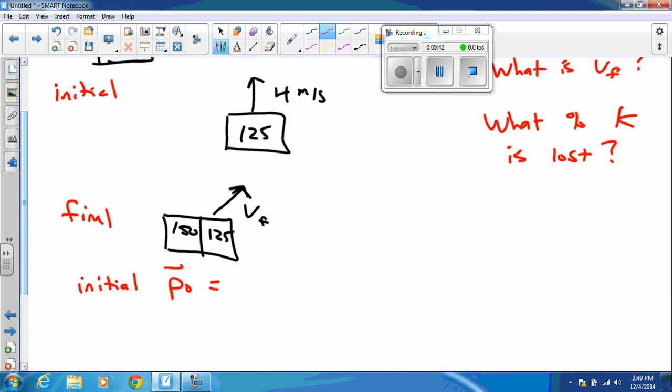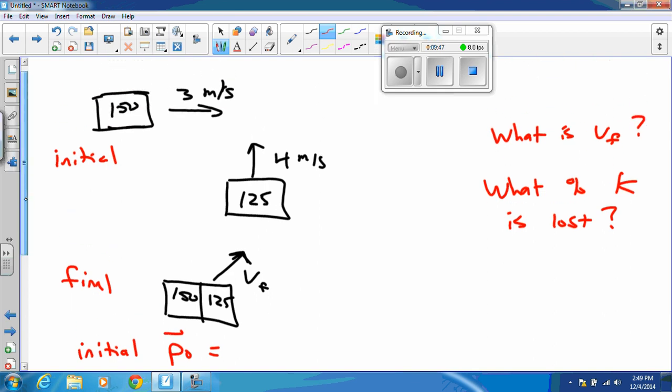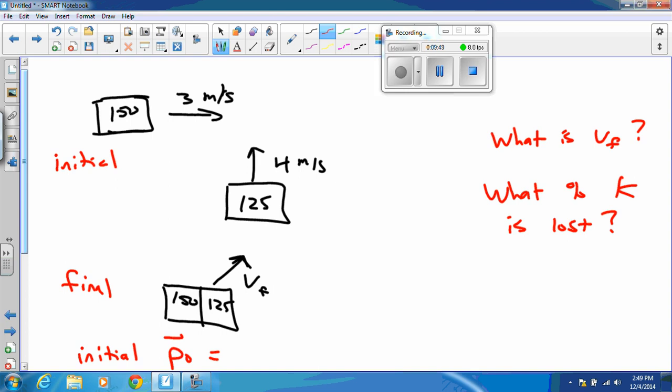P0. We're doing this for the system, so we're going to add up the momenta of all of the objects in the system, and in this case, that would be these two guys right here. So we have, well, what do you think? He said 150 times 3 and 125 times 4. What did he leave out? He left out direction, didn't he? What does he need to do to represent the velocities correctly?